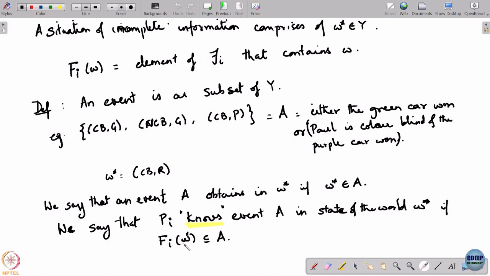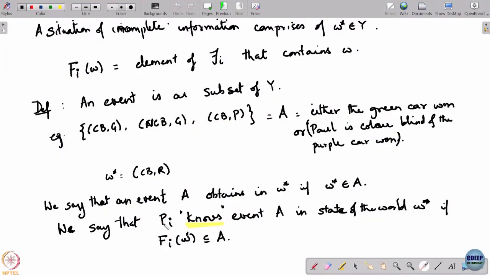So this is where we ended last time. This basically gives us a framework for saying when player i knows an event in a certain state of the world. You have a certain state of the world omega star, you have a player who has a certain partition which tells him what he could know, and then you have a certain event to which we are referring.